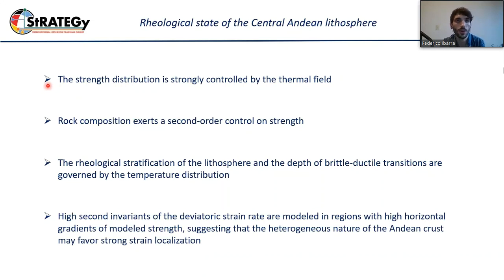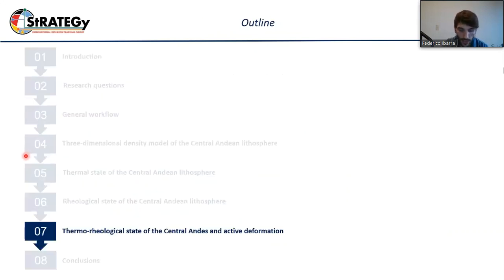Altogether, the results of this model suggest that the strength distribution is strongly controlled by the thermal field, that rock composition exerts a second-order control on strength, and that the rheological stratification of the lithosphere and the depth of brittle-ductile transitions are governed by the temperature distribution. The correlation between the high second invariant of the deviatoric strain rate and the horizontal gradient of model strength suggests that the heterogeneous nature of the Andean crust may favor strong strain localization.